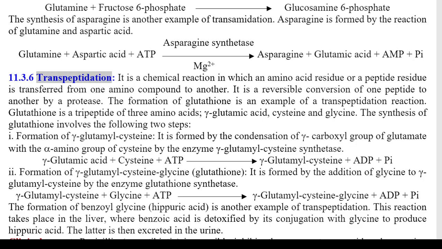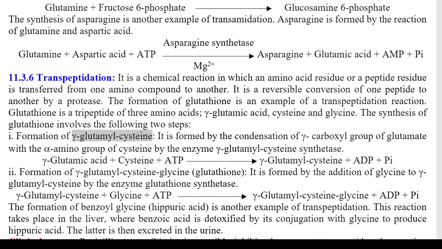1.3.6 Transpeptidation. It is a chemical reaction in which an amino acid residue or a peptide residue is transferred from one amino compound to another. It is a reversible conversion of one peptide to another by a protease. The formation of glutathione is an example of a transpeptidation reaction. Glutathione is a tripeptide of 3 amino acids, gamma-glutamic acid, cysteine, and glycine. The synthesis of glutathione involves the following 2 steps.